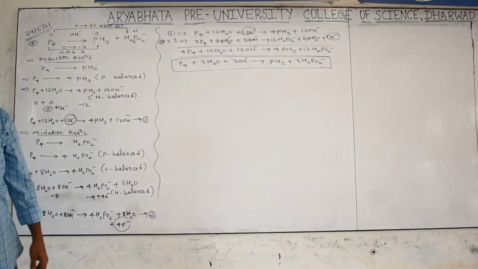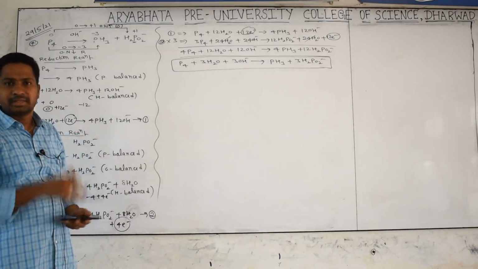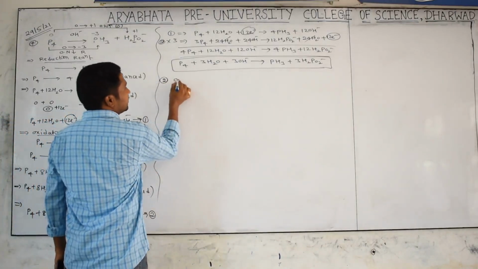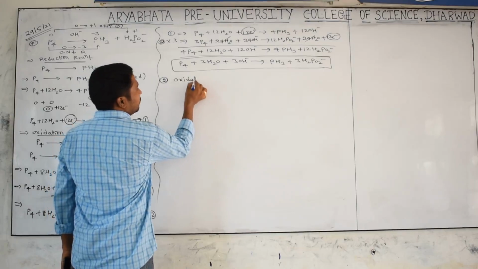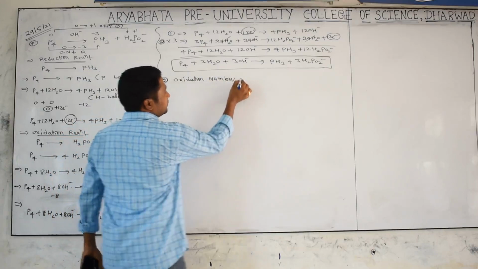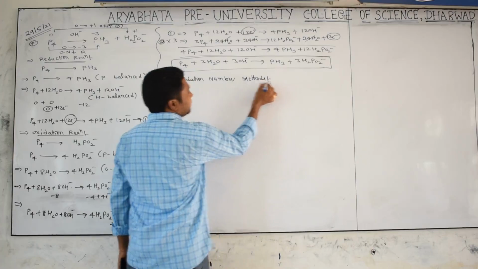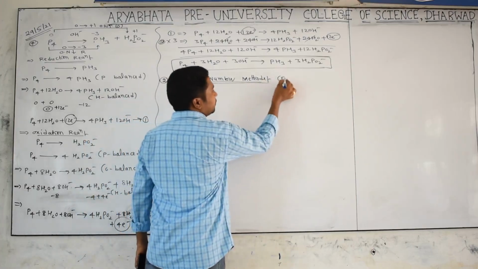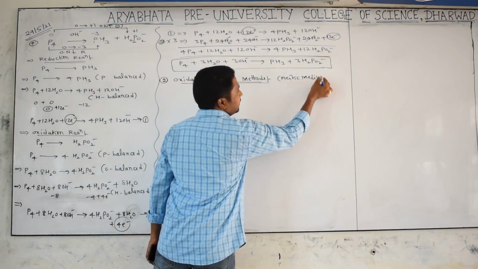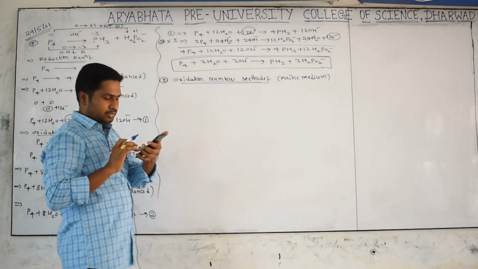So right now we discussed the acidic medium balancing and basic medium balancing. Now we are going to the second way of balancing, which is the oxidation number method. The oxidation number method is very simple, not like the acidic or basic medium. The oxidation number method we are doing only in acidic medium. There is no alternative for this one.